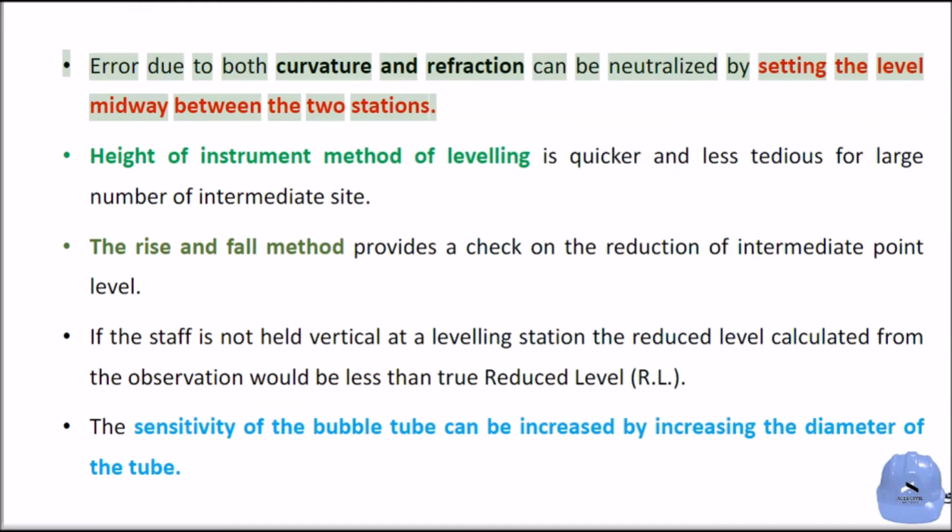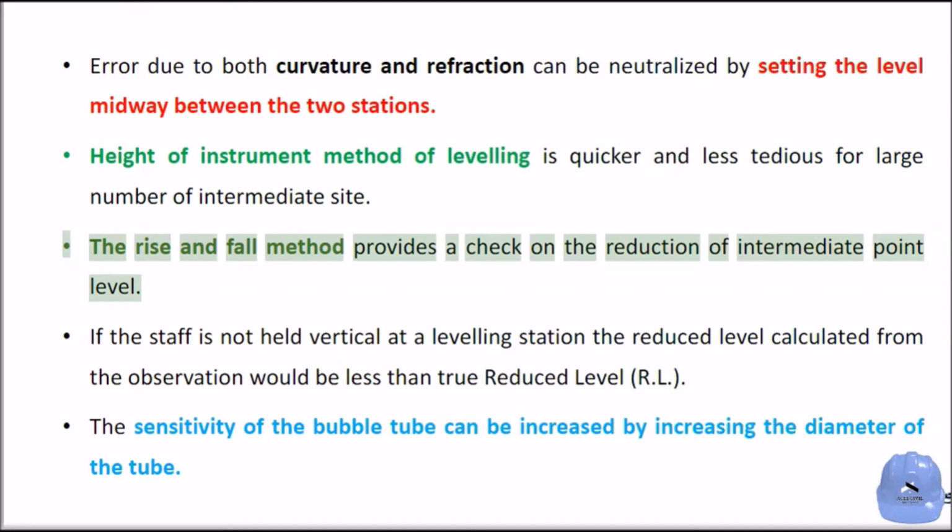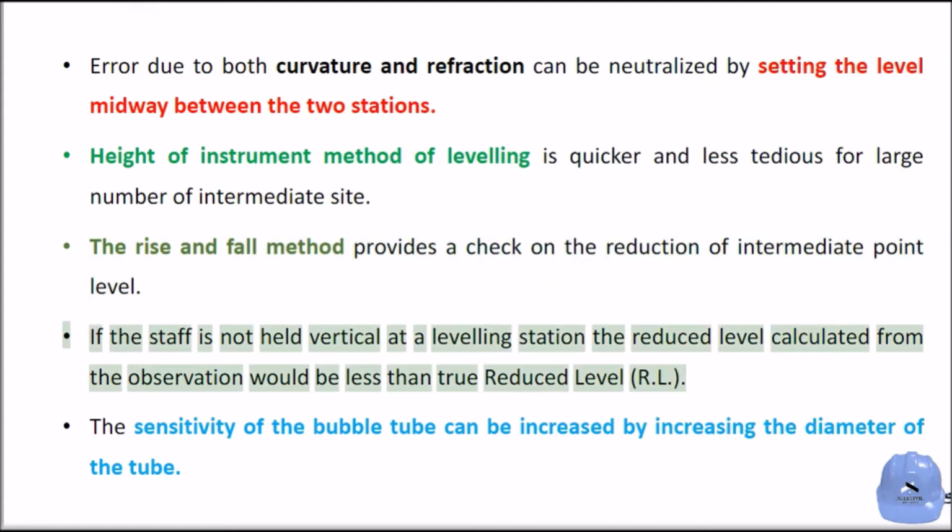Error due to both curvature and refraction can be neutralized by setting the level midway between the two stations. Height of instrument method of leveling is quicker and less tedious for a large number of intermediate sights. The rise and fall method provides a check on the reduction of intermediate point levels. If the staff is not held vertical at a leveling station, the reduced level calculated from the observation would be less than the true reduced level, RL.